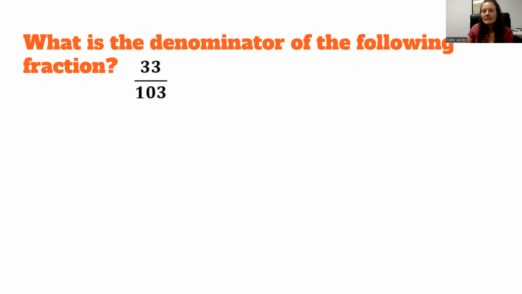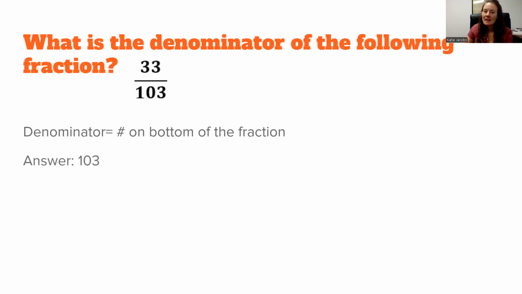So then what is the denominator of the following fraction? So we have 33/103. Okay, so when we're looking at this, what is our denominator going to be? Well, to understand that, we need to define it. So our denominator is going to be the number that's on the bottom of our fraction. Okay, and the answer in this case is 103.